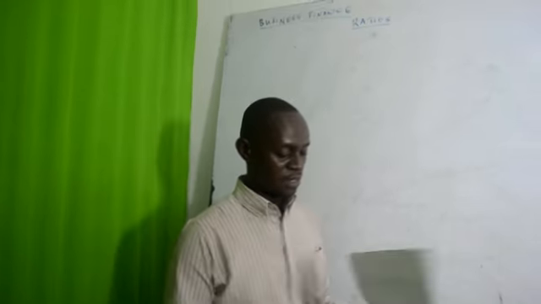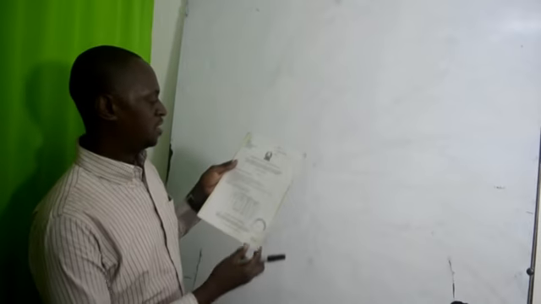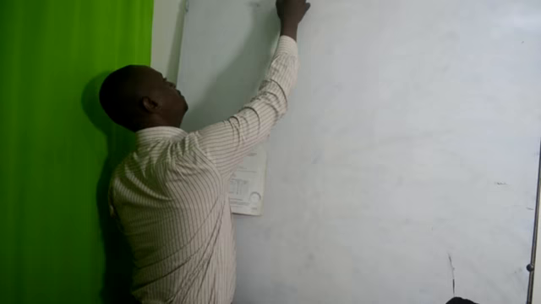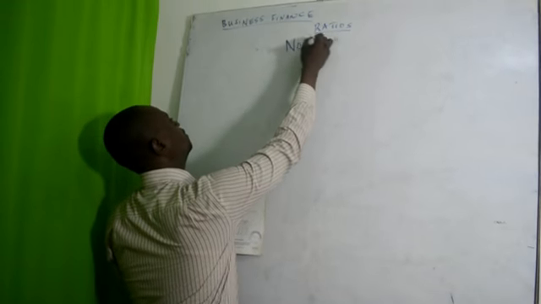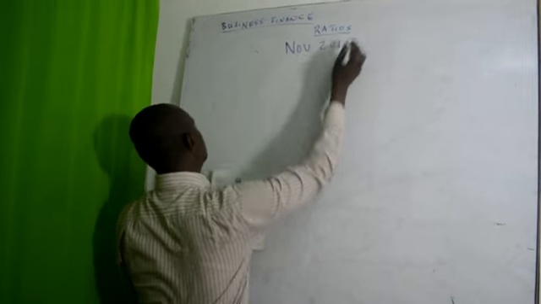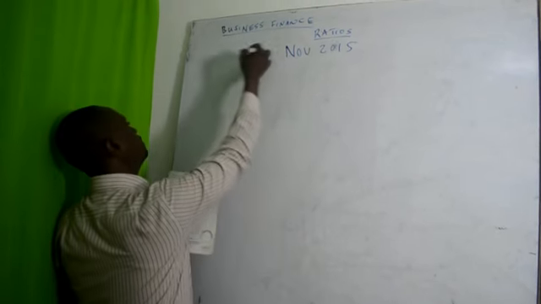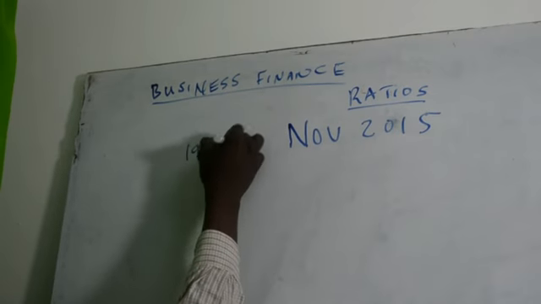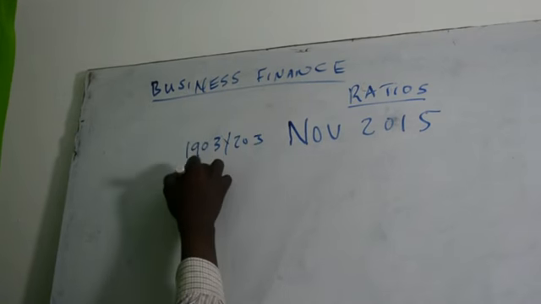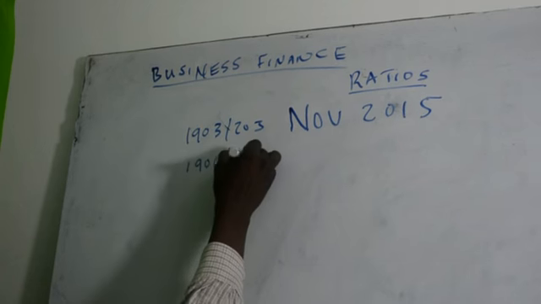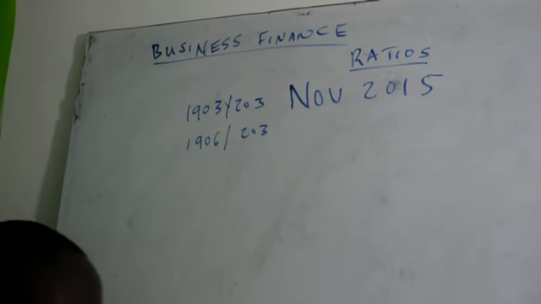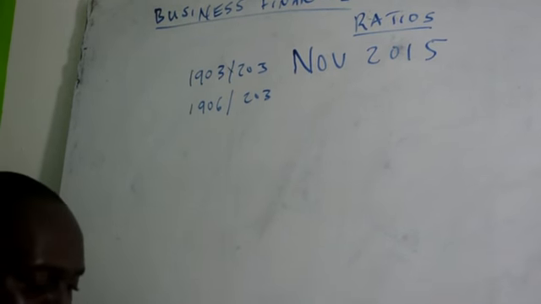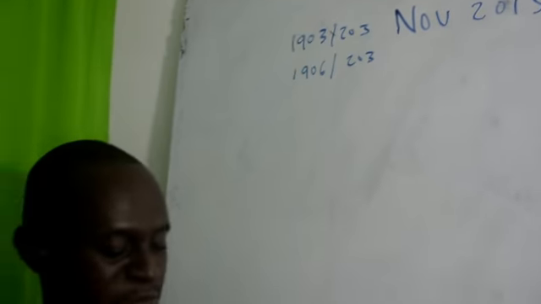Now I have this paper here. This is November 2015. I hope you all have it. The code of this paper is 1903/203 and 1907/203. This is craft certificate in supply chain management and craft certificate in business management.